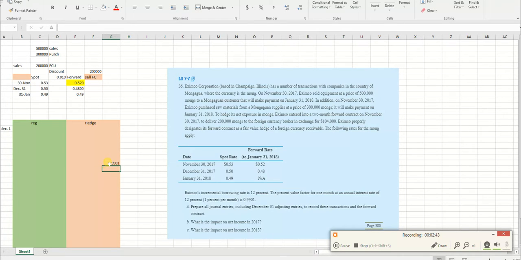Okay, and so I also have a discount rate of 0.9901. All right, so notice that I want that because on December 31st, I'm going to bring it back from January 31st, which is only 1 month. So notice that's 1 month at 12%. I believe this book always uses 12%. So again, they ask for the journal entries.